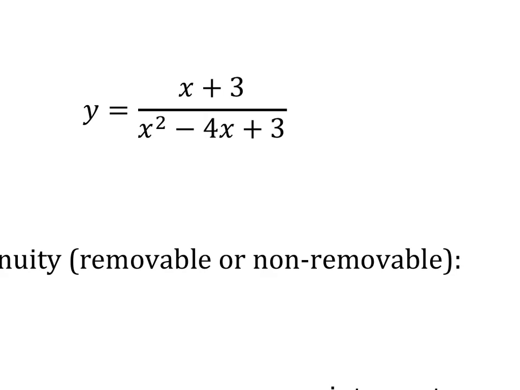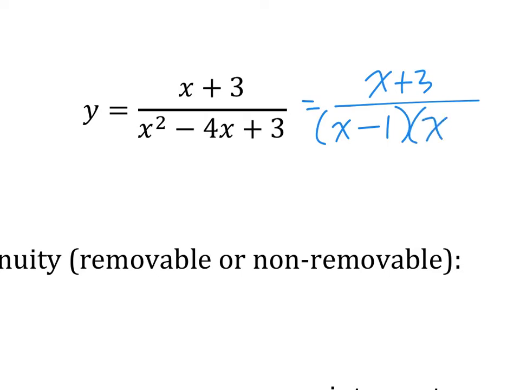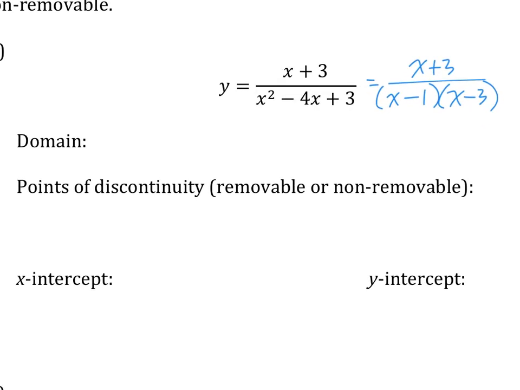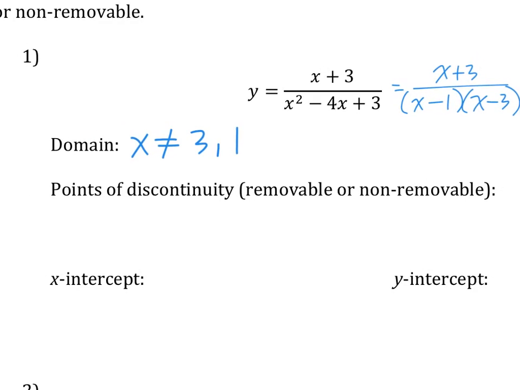Okay, so we need to basically do everything we know about this. All right, again, what is the first thing you do? Factor. x plus 3, okay, this is x minus 1, minus 3. Okay. Domain. What is the domain? x cannot equal 3 and 1. Yes, correct.